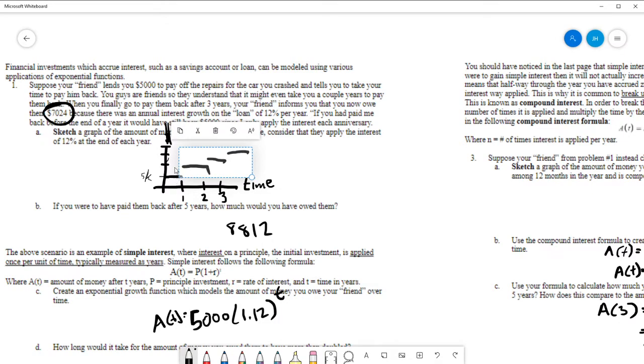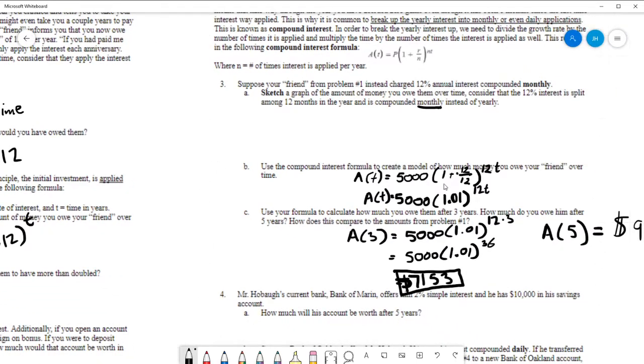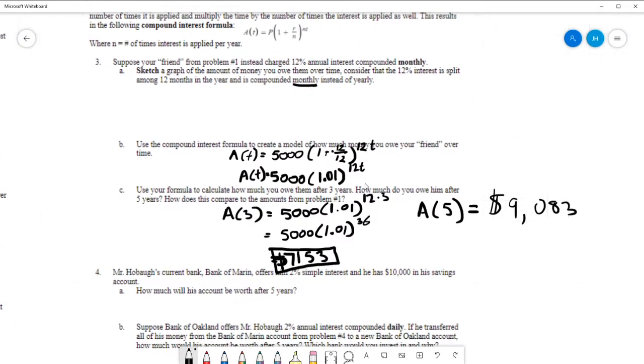It's like first the 12% applied to 5,000. Then the 12% applied to 5,000 with an extra 12%. Then it applies to the amount that you have there. So the more frequently you do that, by doing monthly compound interest, it actually does increase the amount of money slightly. All right.